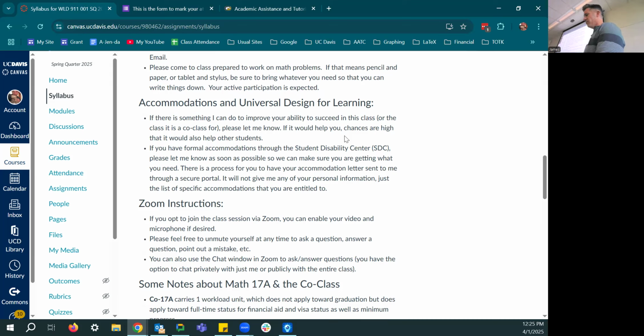To that end, my handwriting is legible. That's about the best compliment I could give it. It is usually legible. That said, if something isn't legible, just ask. I'm not offended that my handwriting doesn't look good. I know it doesn't look good. It's been a number of years that I've not had good handwriting, but please just ask, and I'm happy to clarify things. Yes, the attendance form is making its way around. What else here? If you have accommodations through the Student Disability Center, please have them send them to me.